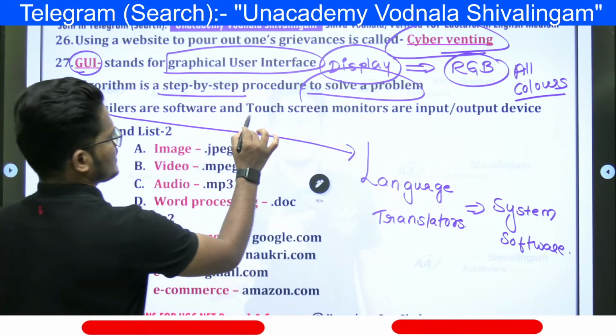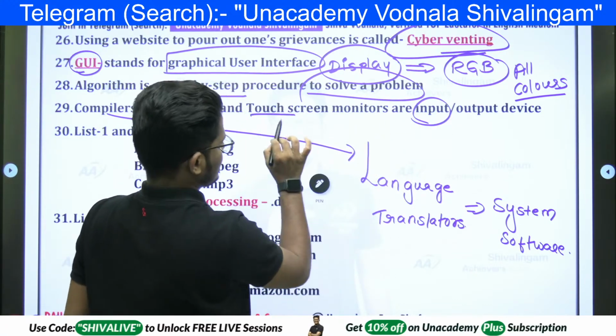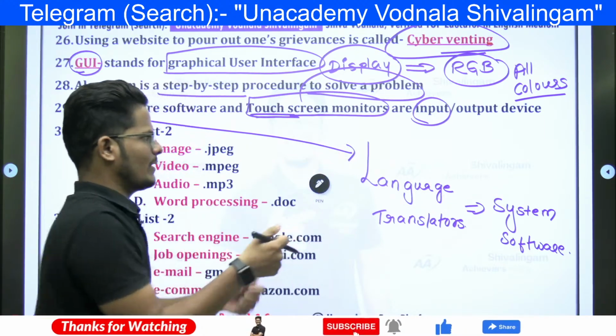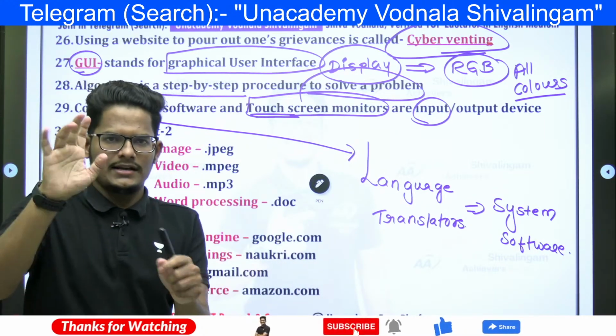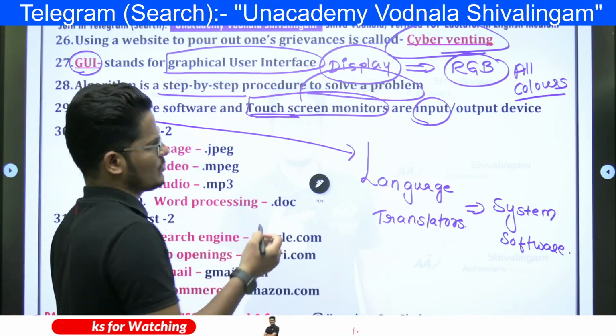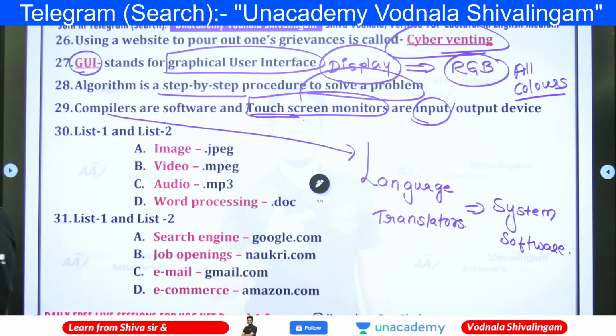Next, touchscreen monitors. This is like a mobile. Touchscreen monitors and touchscreen laptops are there now, where we can touch and it can also display. It's like a mobile. This can be both an input as well as an output device.